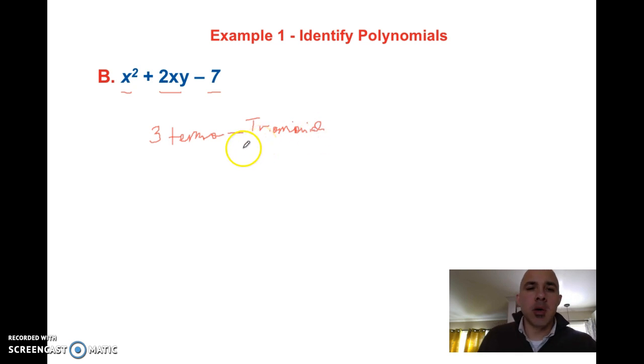All right, the second thing I want to do is find the leading degree for this polynomial. So we want to look at the highest degree for the leading term. In this case, the degree will be 2. So it's a trinomial with degree 2. Any questions, let me know, please.